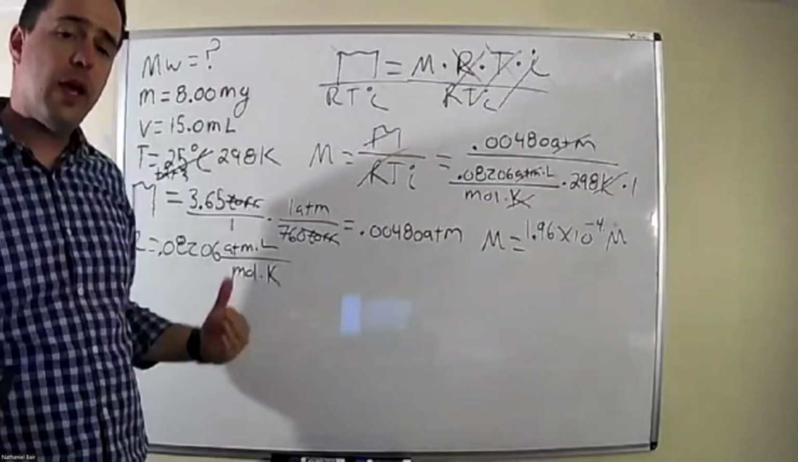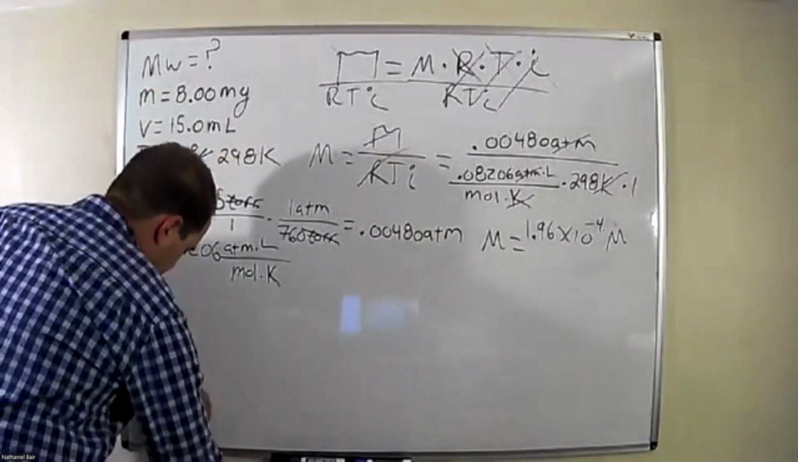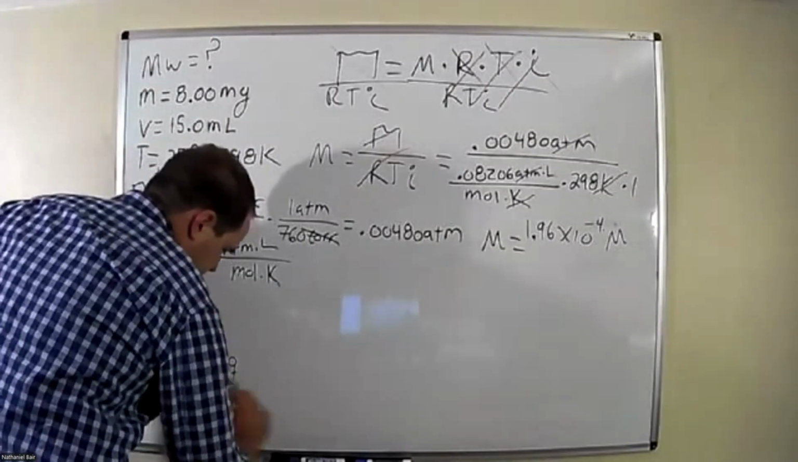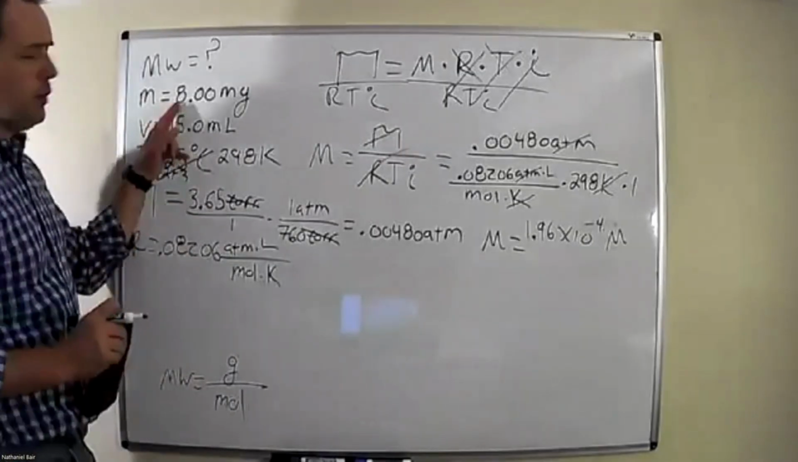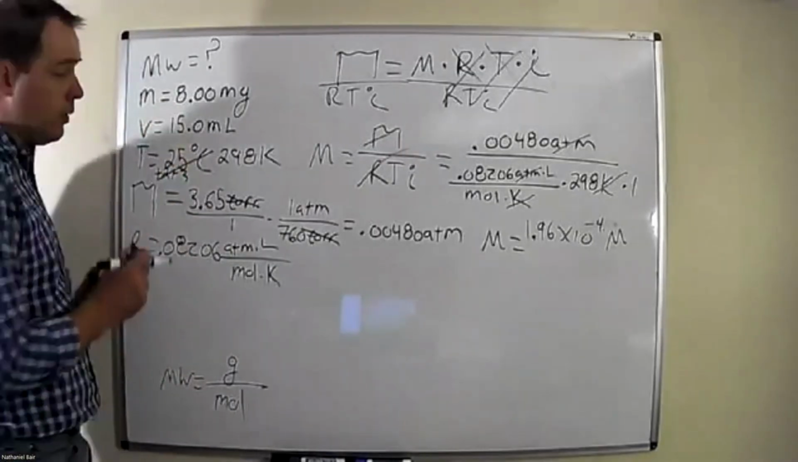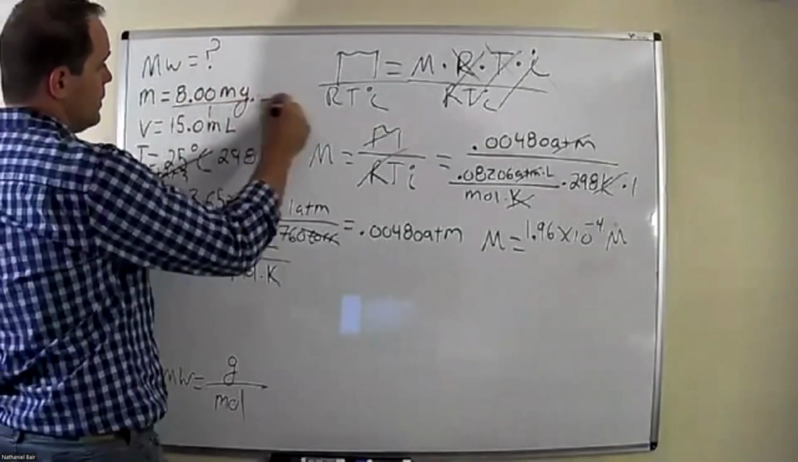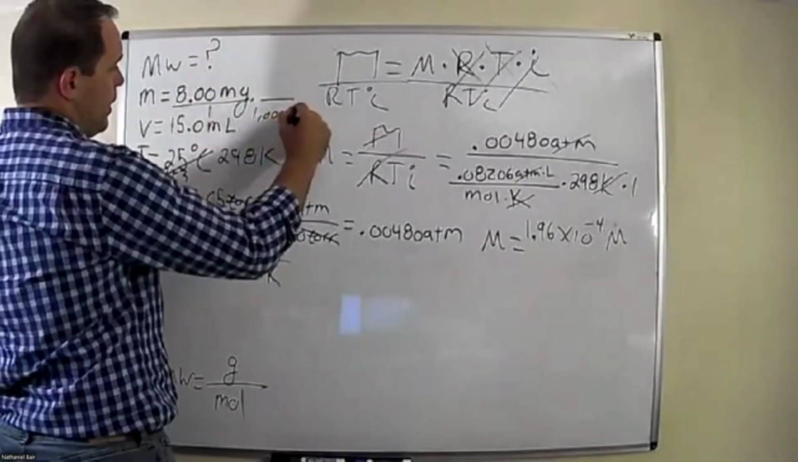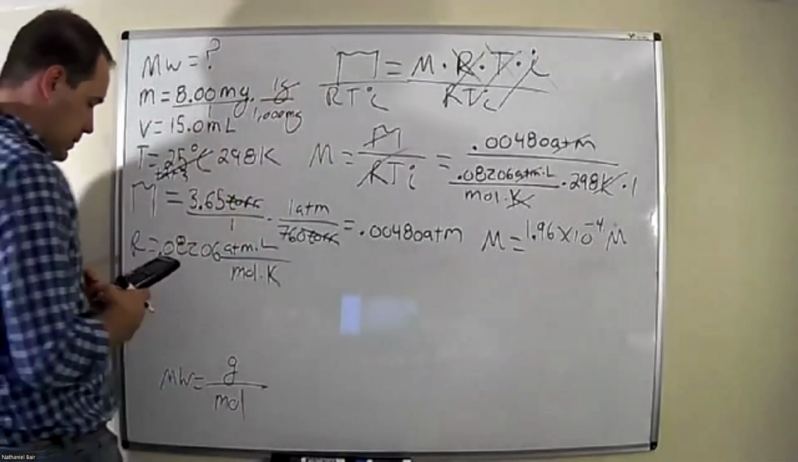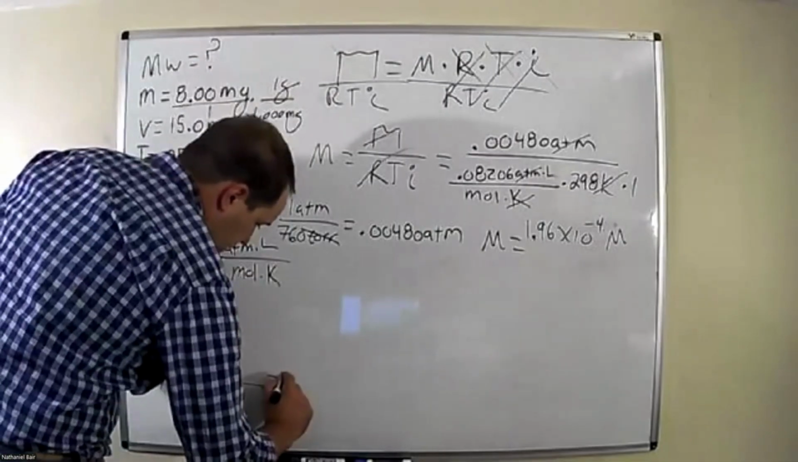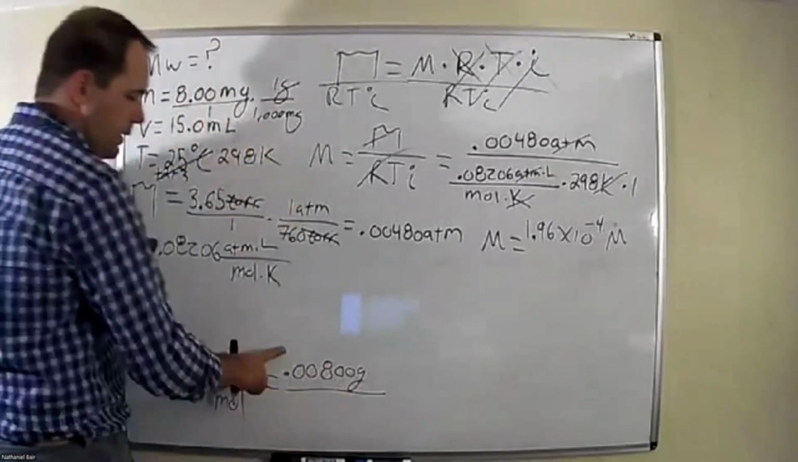And now we're going to work it backwards. End of the day, molar mass, molecular weight, is the mass of a substance divided by the moles. Now I know the mass of the solute. I put 8 milligrams in there. If I divide that by 1,000, because there's 1,000 milligrams in a gram, that's 8 divided by 1,000, which is 0.00800 grams. That's the mass.